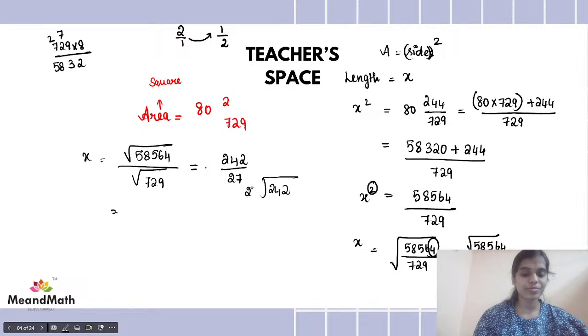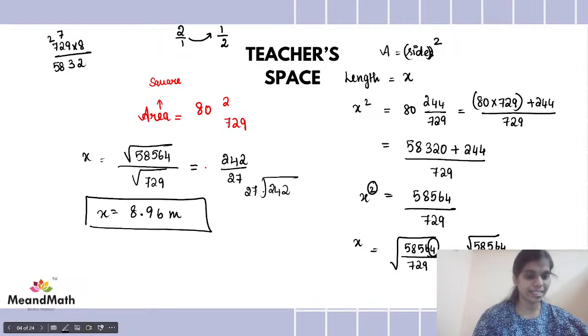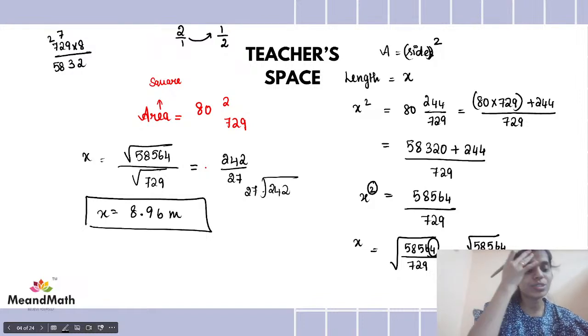Okay, now if we divide this, we used to get our answer. Okay, it is 8.96. Okay, so what is the length of the side? The length of the side is 8.96 meter. Any doubts here?